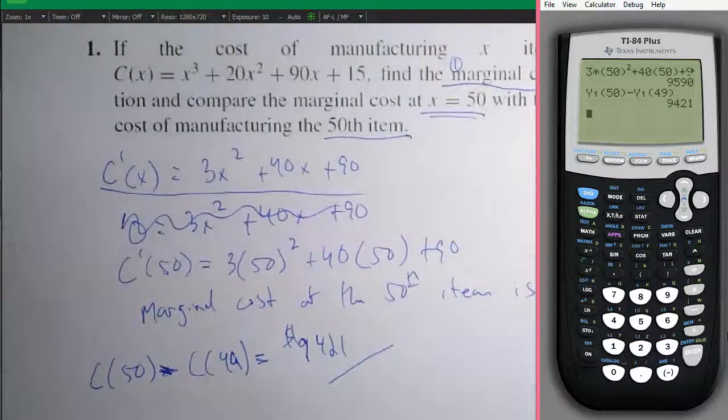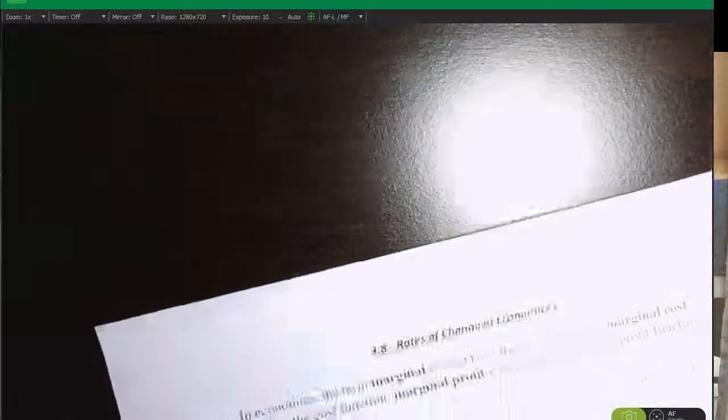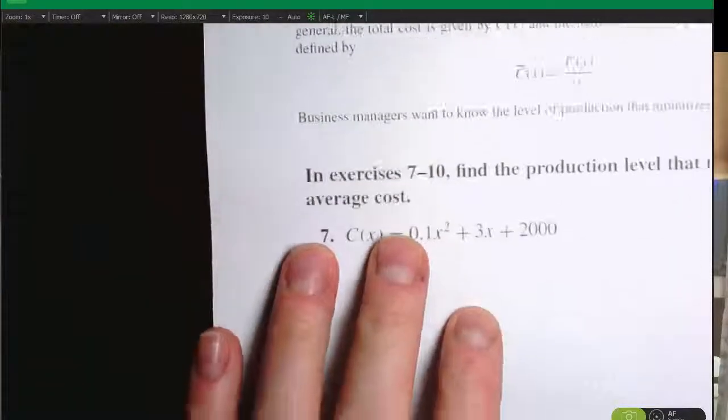So the problems in that first 5 or 6 problems are just like this one. Now the next type of problem that the book covers still deals with the cost function, but if you flip to the next page, it's average cost.